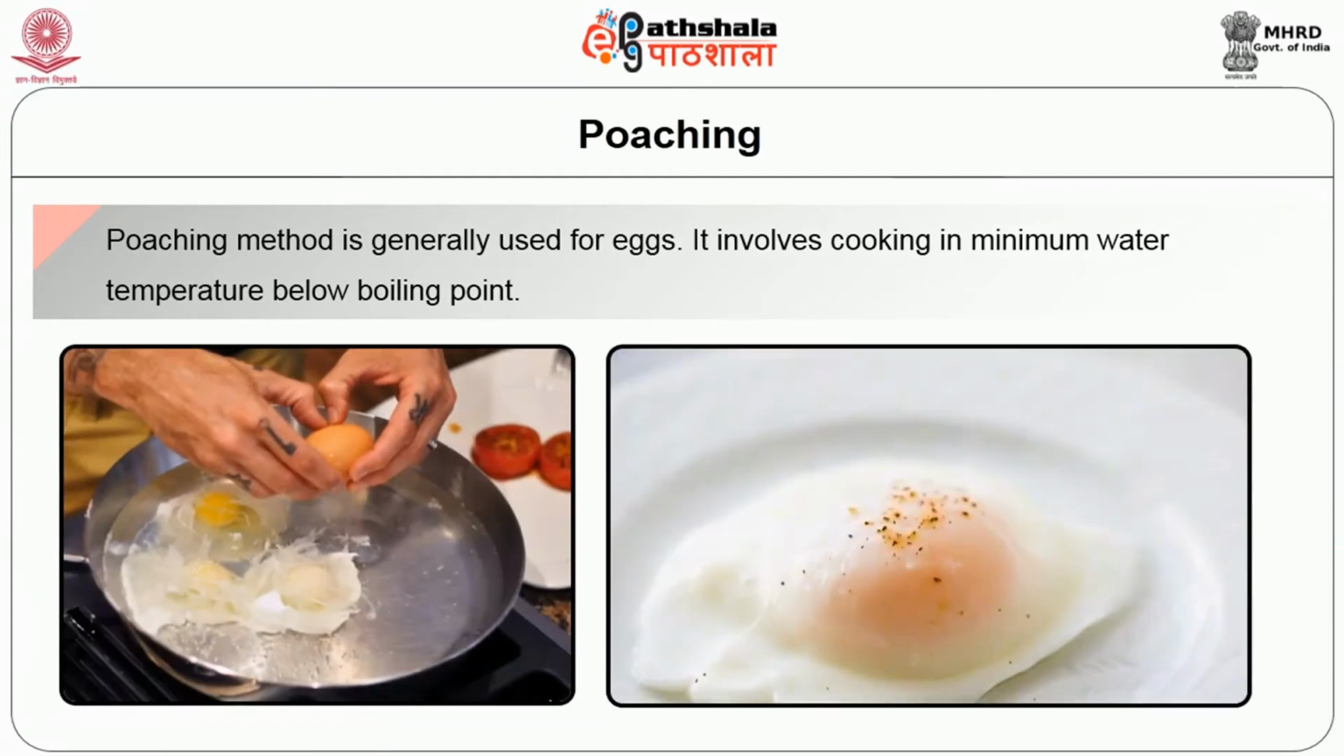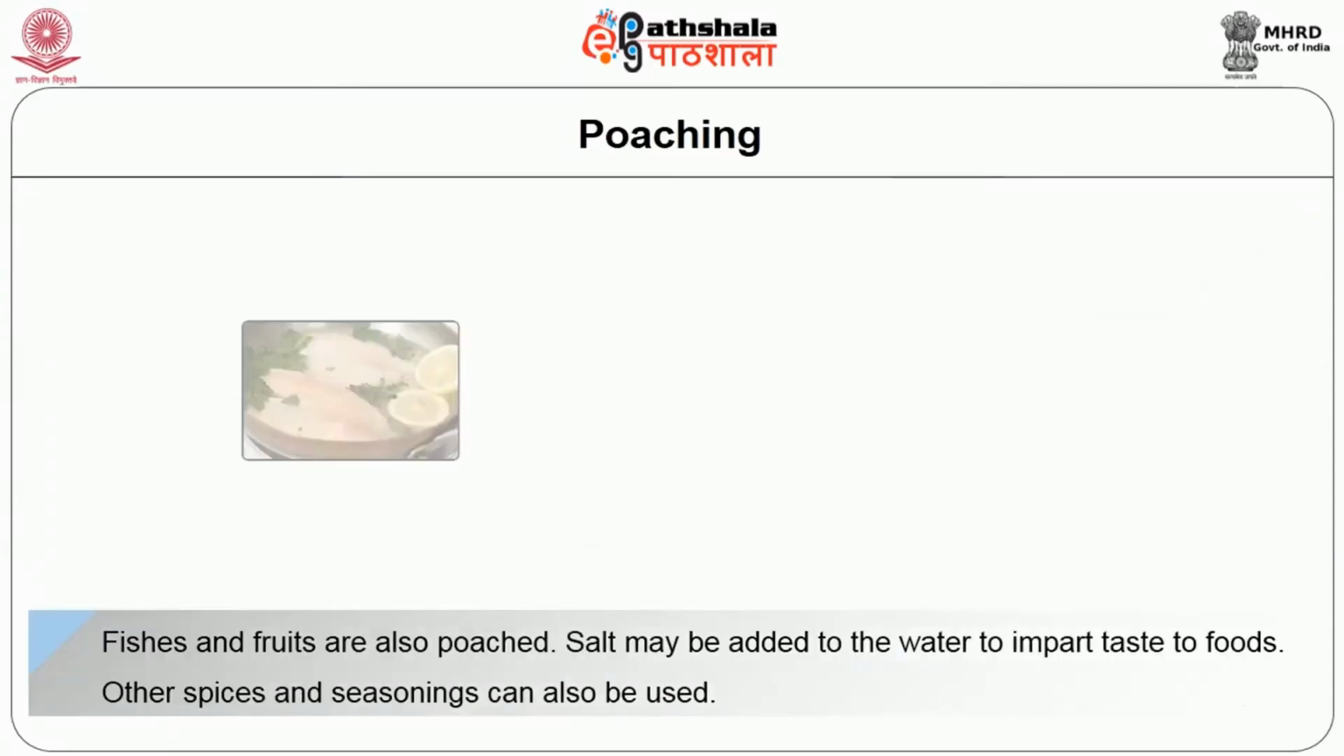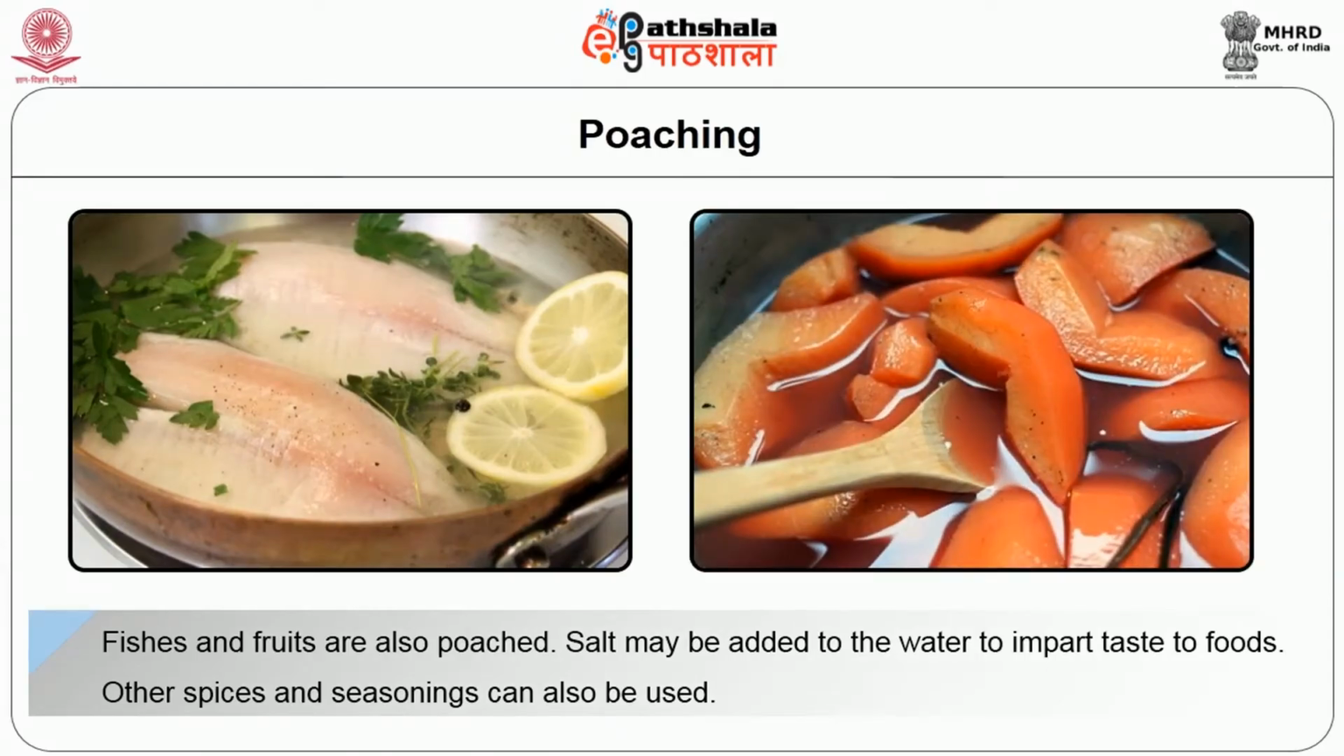Poaching method is generally used for eggs. Poached egg is a preparation liked by most people. It involves cooking in minimum water temperature below boiling point. Eggs are broken and put into water at this temperature and the proteins get coagulated and cooked. Fishes and fruits are also poached. Salt may be added to the water to impart taste to foods. Other spices and seasoning can also be used.